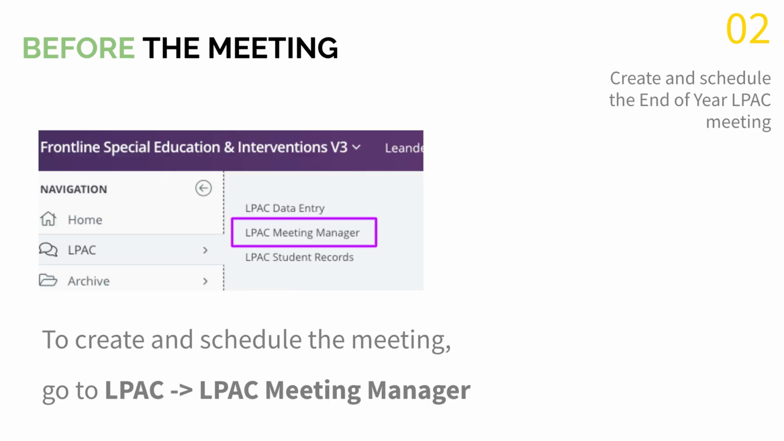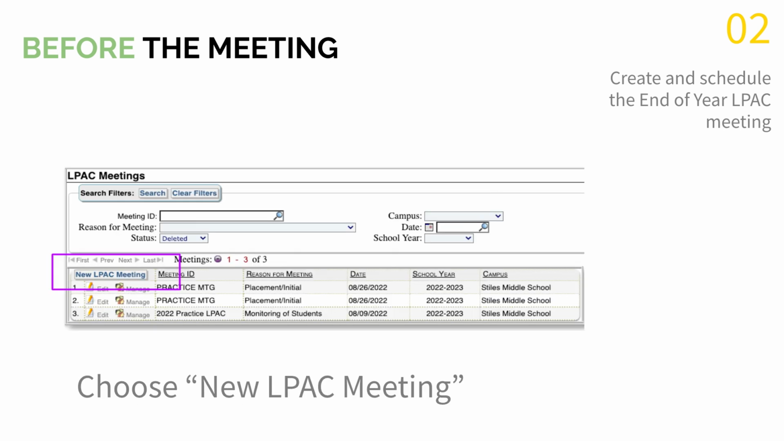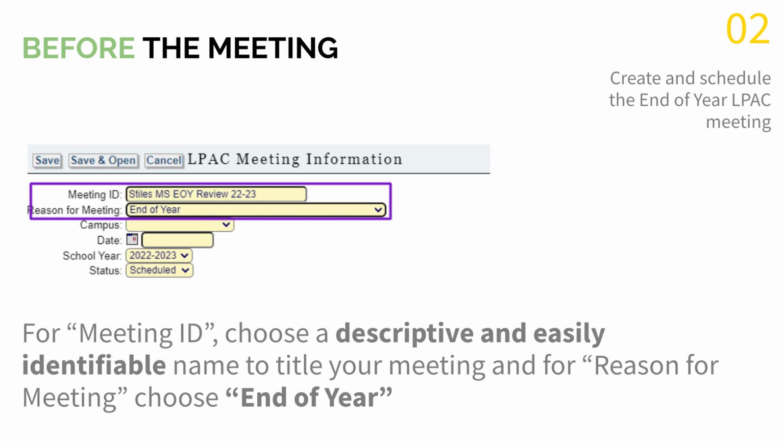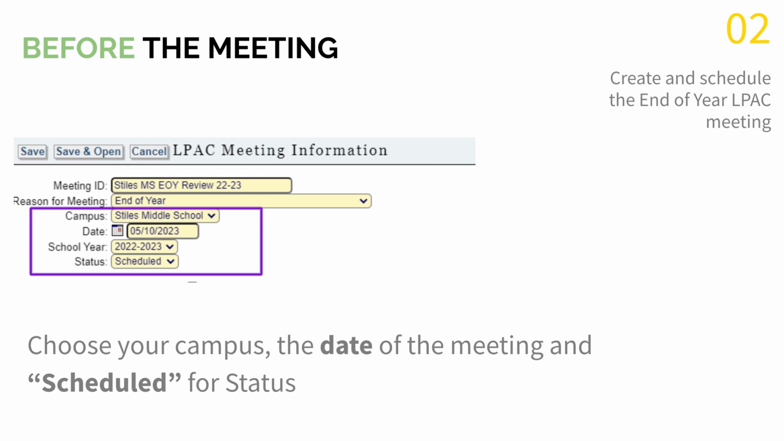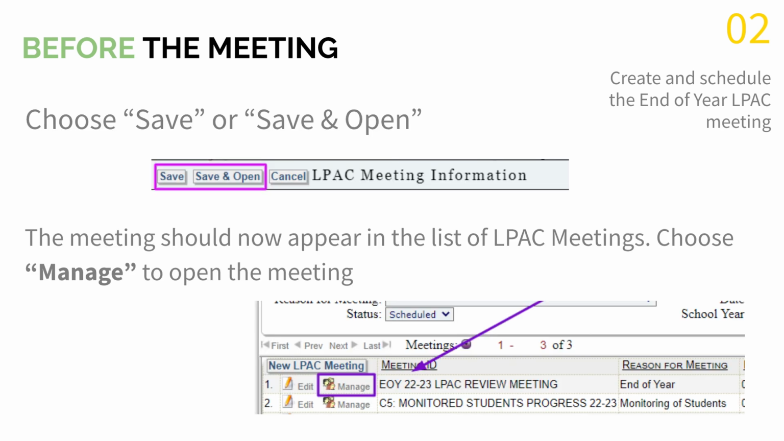To create and schedule the meeting, go to LPAC Meeting Manager, choose New LPAC Meeting. For meeting ID, choose a descriptive and easily identifiable name to title your meeting, and for reason for meeting, choose end of the year. Choose your campus, the date of the meeting, and scheduled for status. Choose save or save and open. The meeting should now appear in the list of LPAC meetings. Choose manage to open the meeting.